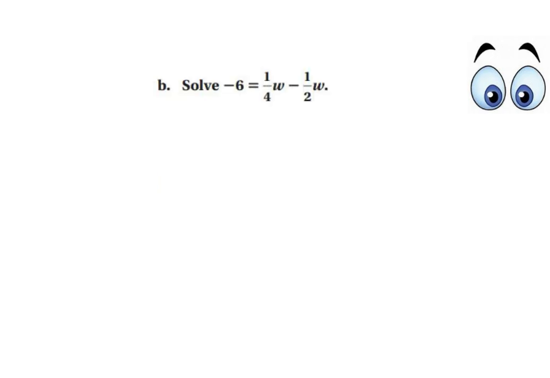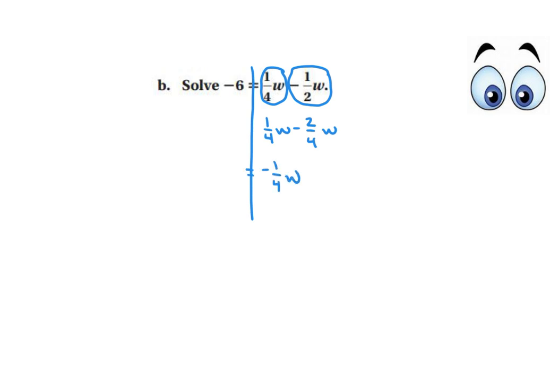In this next example, we still have like terms on the right side. 1/4 w minus a half w. So we need to get common denominators, which will be a fourth. So we'll have 1/4 w minus 2/4 w. When we combine those, 1/4 minus 2/4 is negative 1/4 w, and that equals negative 6. And now we'll multiply by the inverse, or the reciprocal, so we'll times that by 4 over negative 1, allowing the 4's and the negative 1's to cancel.